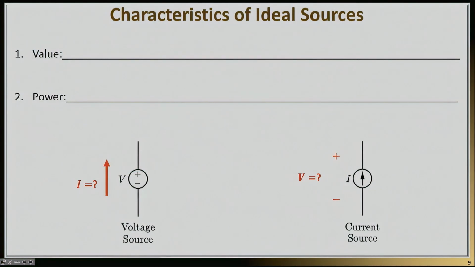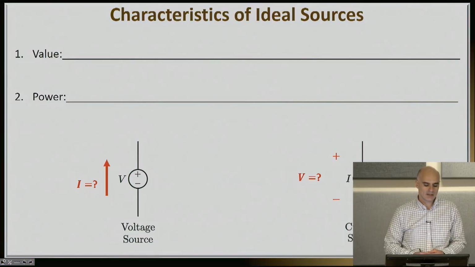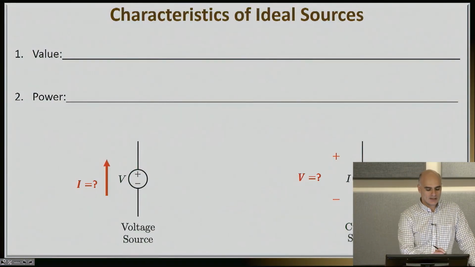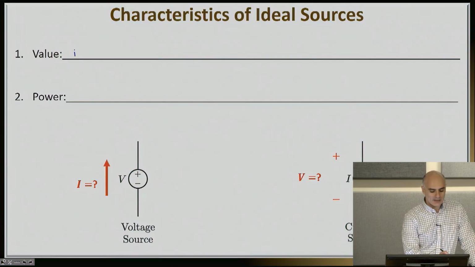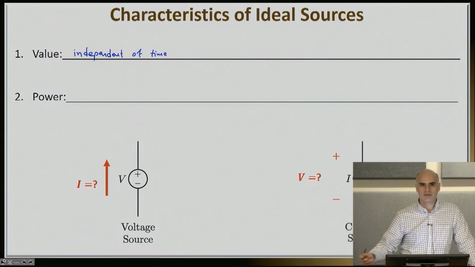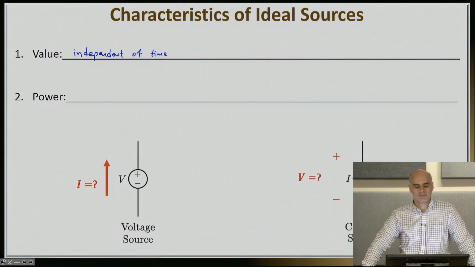Now, finally, let me talk about the issue of ideal versus non-ideal sources. So when we talk about ideal sources, essentially we have to think about two main things: the value and the power of the source. So the value of an ideal source is essentially independent of time. So that means that when you build the source, and 100 years from now, the source will work exactly the same way.